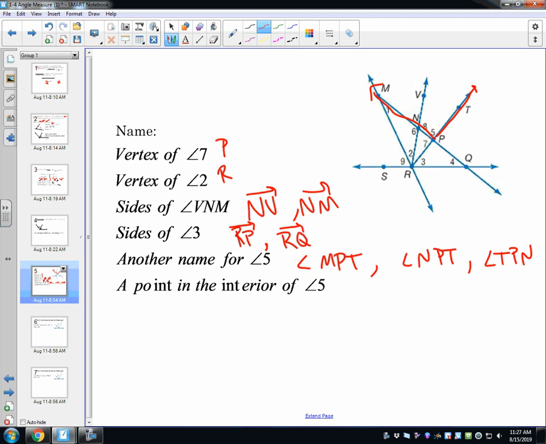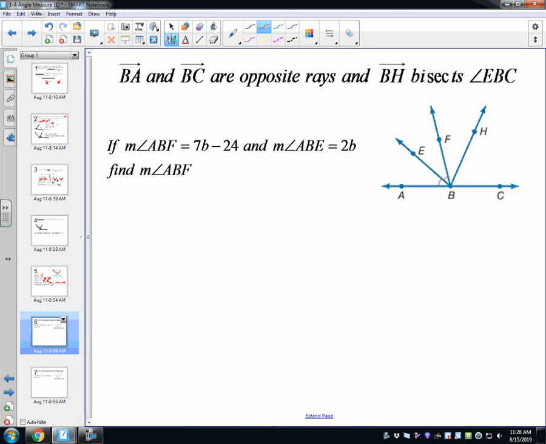All right, give me a point on the interior of angle 5. Don't overthink that. Interior of angle 5. Here's angle 5. Here's the inside. So V. Everybody okay? Did I lose anybody?